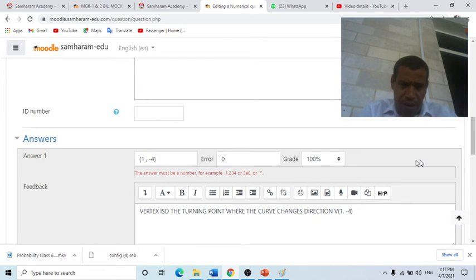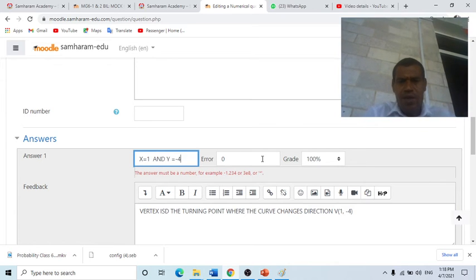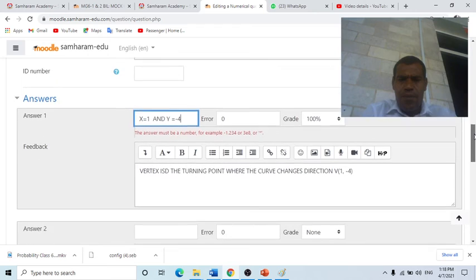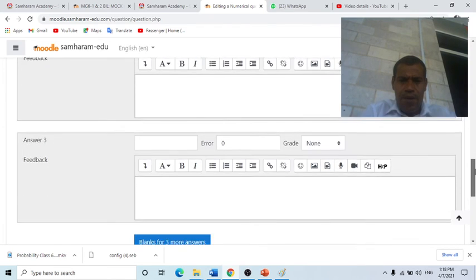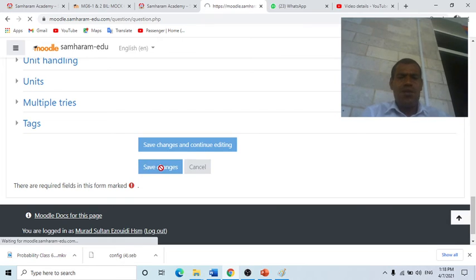Okay, no. So I will just change this one as x is equal to 1 and y equal to negative 4. Okay, I'll check this one. Okay, now I will save changes. Then I will add the last question.